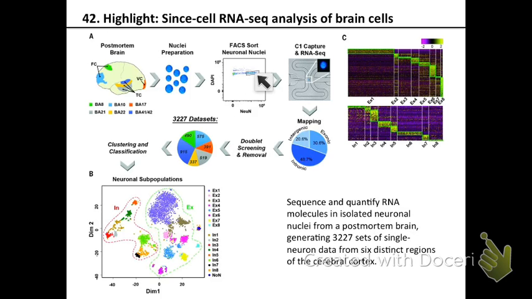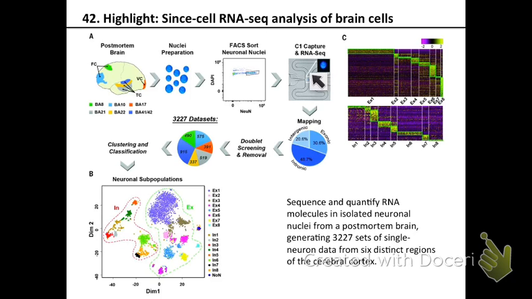So they took this, and then what they did is they put it into a newly developed machine that uses a technique called C1 capture, which is basically a microfluidics device that can separate each nuclei from each other into a different compartment so that you can do all the molecular biology in a very tiny compartment for one nuclei at a time.